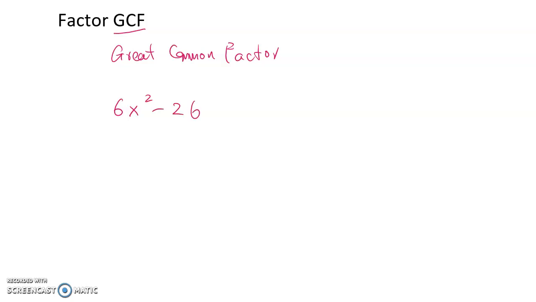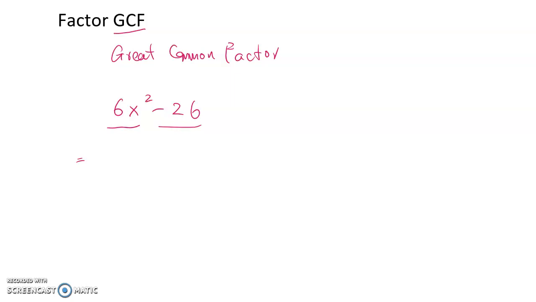All right, so here you want to check if there's any greatest common factor between the two terms. So what are the two terms here? First term is 6x squared. Second term is negative 26. So what common factor do they have in common? Of course they don't have x in common. One has x squared, one has no x in it. So it's just the number. What number factor do they have in common?